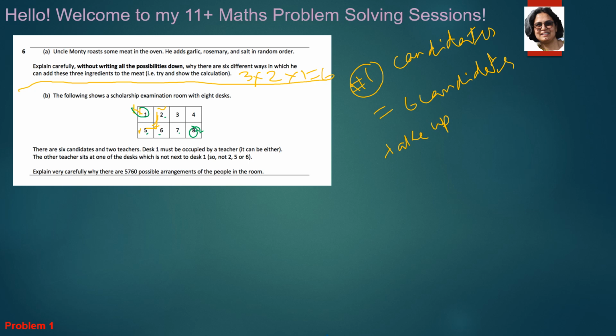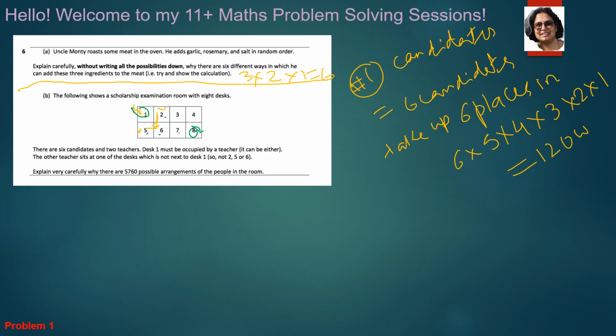So 6 candidates take up 6 places in how many ways? They take up in 6 times 5 times 4 times 3 times 2 times 1. 6 times 5 is 30, times 4 is 120, times 6 is 720. It is 720 ways. So that is your option 1.